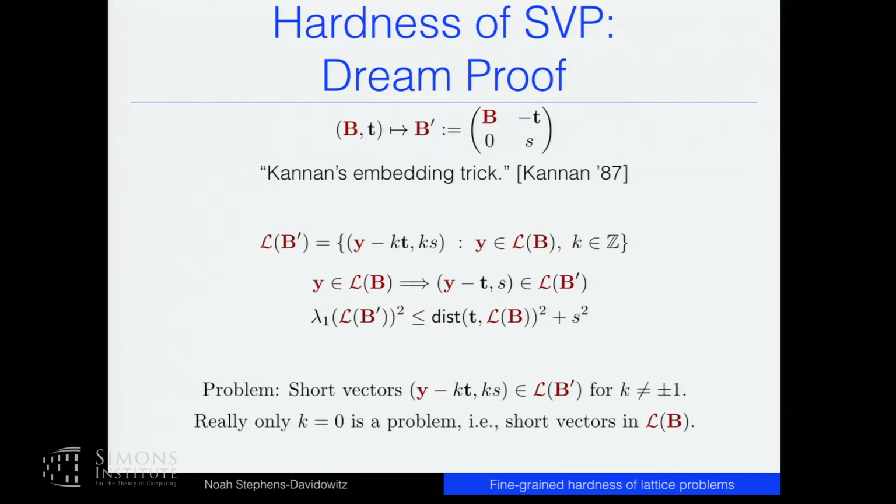So clearly, if your original lattice has short vectors in it, then this reduction won't work, right? Because my new lattice will still have those short vectors, and I'll compute lambda 1, and it'll just tell me your lattice has short vectors in it, which I already knew, right? So not useful.